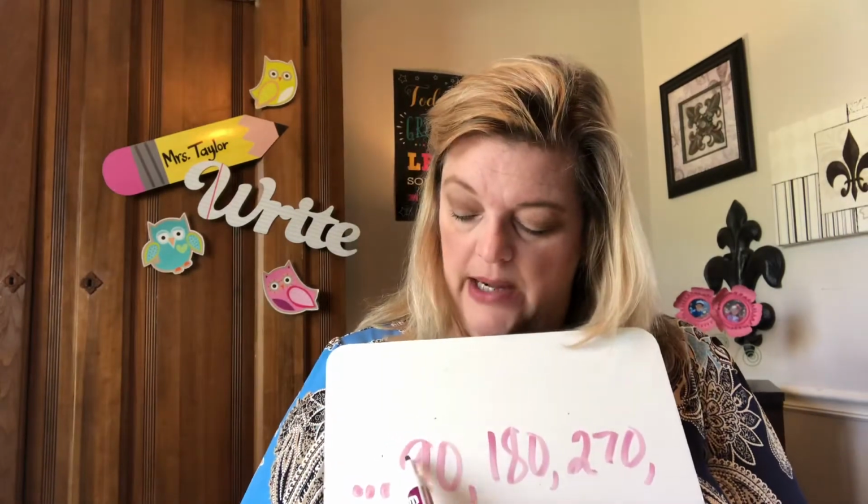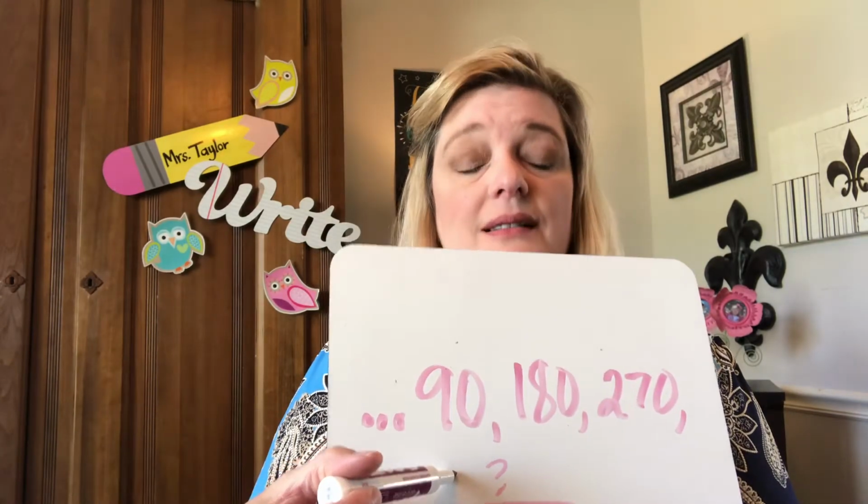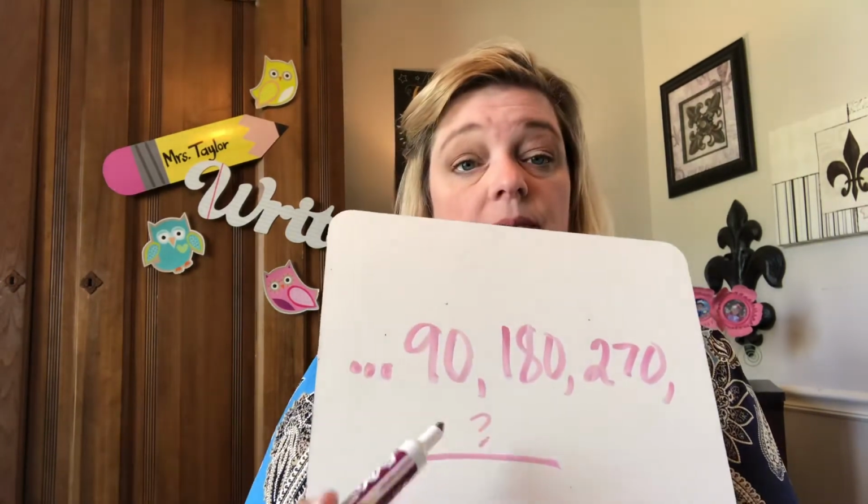All right, how would I have gone from 180 to 270? Well, if this is 9 times 1, or 90 times 1, then this is 9 times 2, or 90 times 2, then this is 3 times 9, 27, or 3 times 90. So what would the next number be? Yes, 9 times 4 is 36. 90 times 4, 360. Ding, ding, ding, ding, ding. Good job. 360.